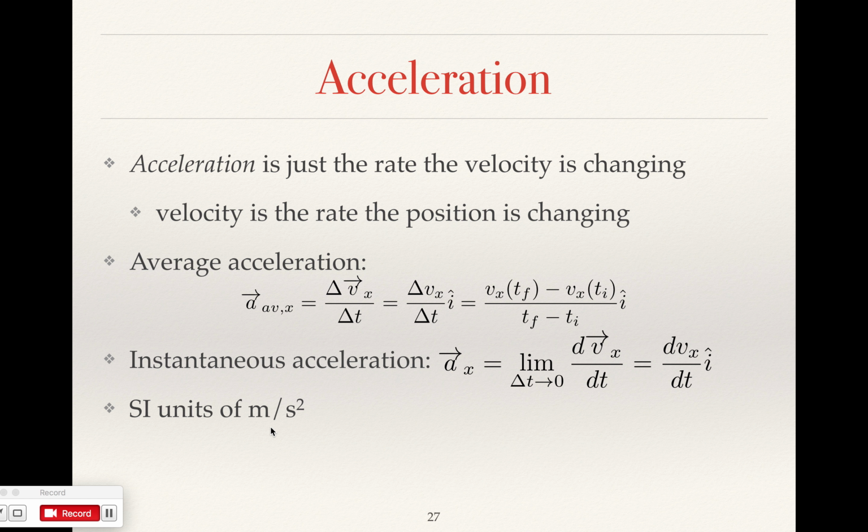So let's say you start off at rest, so your velocity is 0. So after 1 second, you're going to have a velocity of 1 meter per second. After another second, so after 2 seconds, you're going to have a velocity of 2 meters per second. After 3 seconds, you're going to be at 3 meters per second, and so on. So every second, your speed is changing by 1 meter per second.